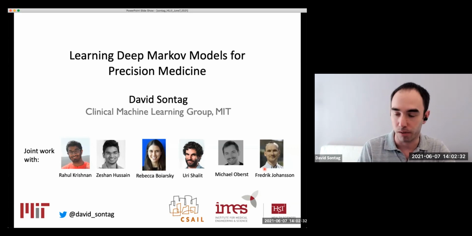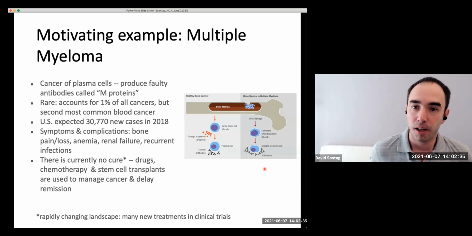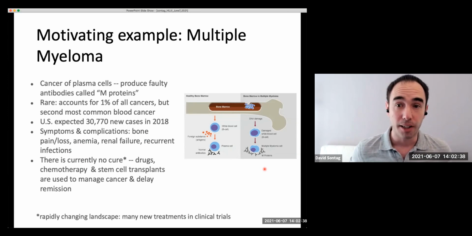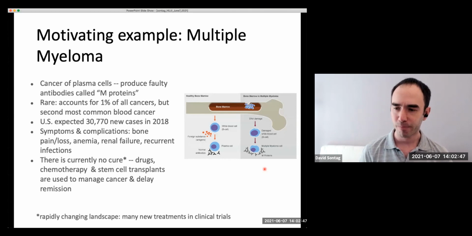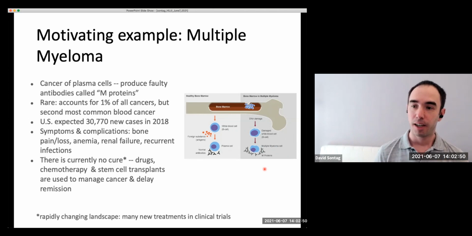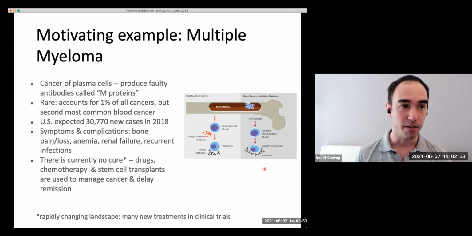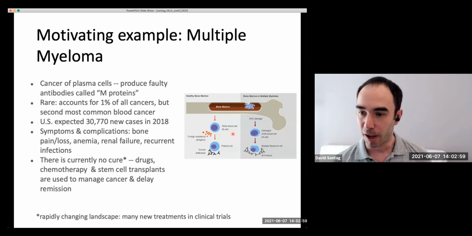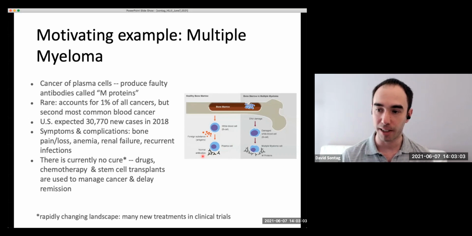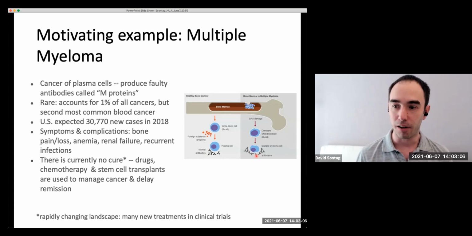So as motivation for the technical material we'll be talking about today, I want us to consider a rare blood cancer called multiple myeloma. Multiple myeloma accounts for about 1% of all cancers in the United States, and it's the second most common blood cancer. It's a cancer of the plasma cells, which live in the patient's bone marrow. When these plasma cells become cancerous, rather than producing normal antibodies, they produce too many of one particular antibody. It might be IgG or IgM, one of the types of antibodies that a plasma cell would produce.